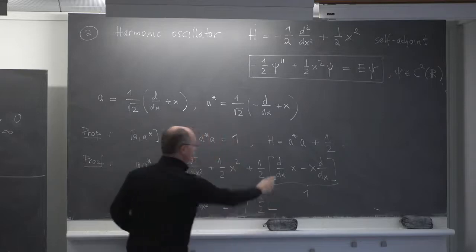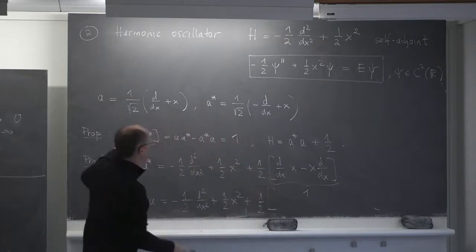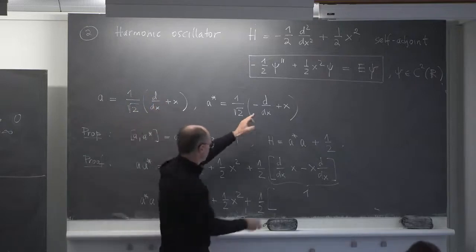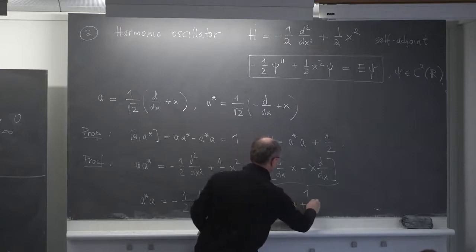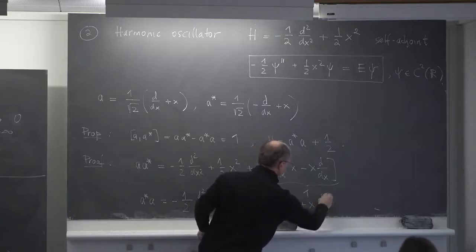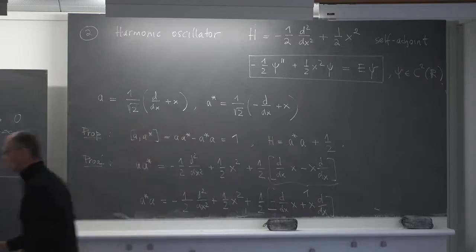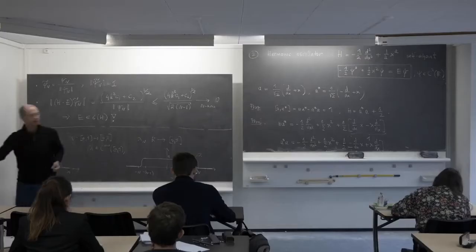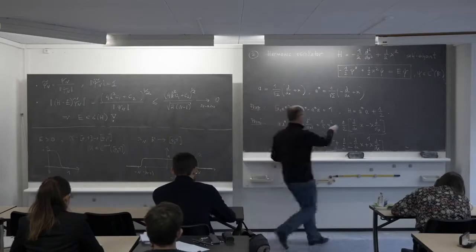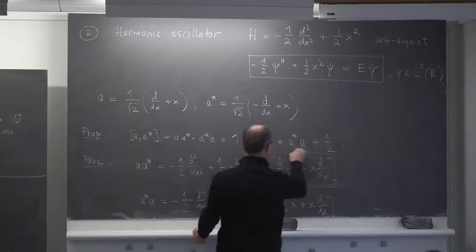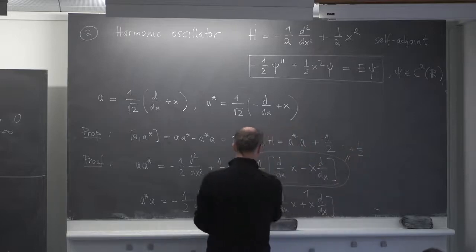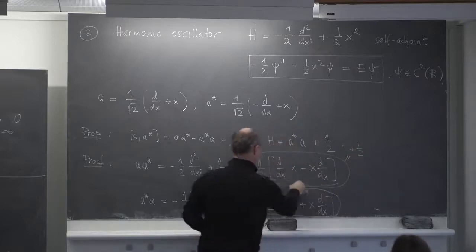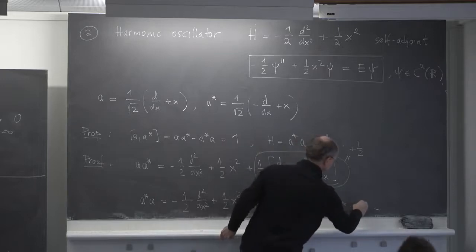But in the second term, these two terms will exchange the signs, because here will be minus d over dx x plus x d over dx. So, with this yellow chalk, hopefully we'll have enough for today. So this is all equal to plus 1/2, and all this is equal to minus 1/2.